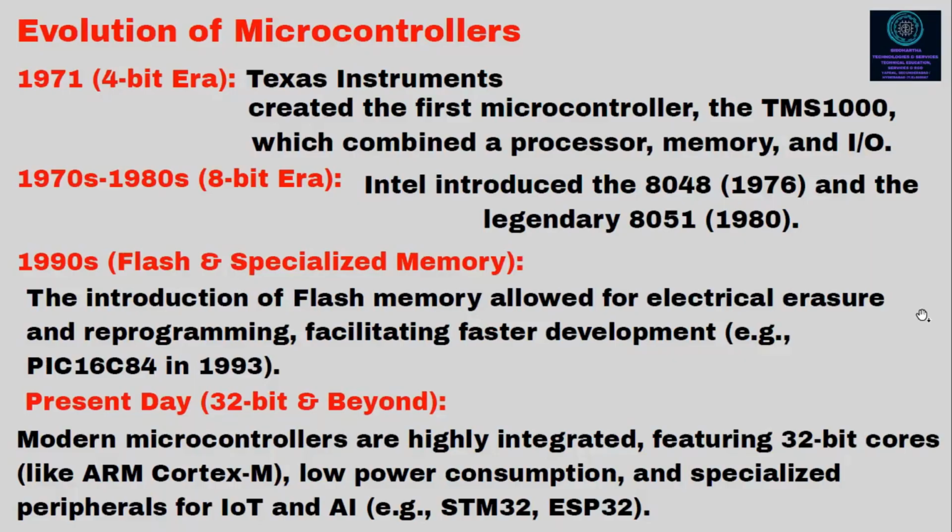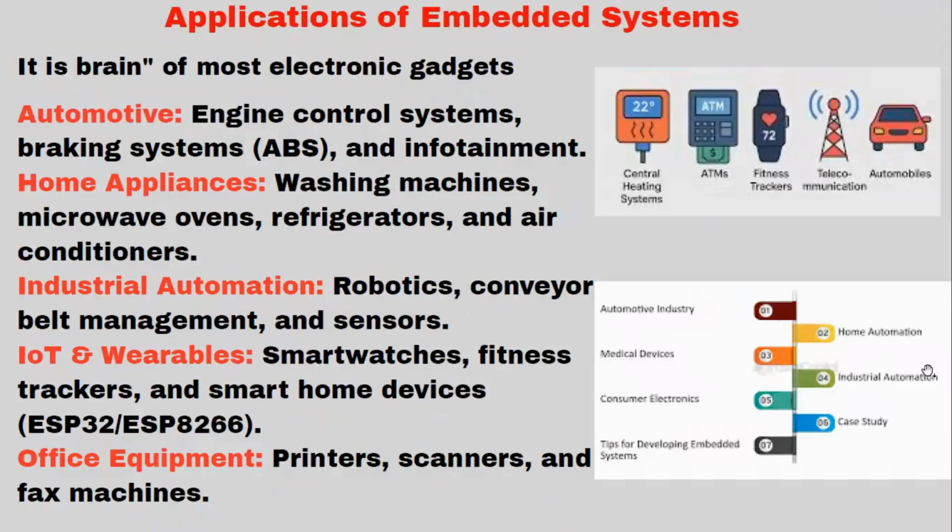All right, so we'll go to the next slide. Application of embedded systems, where we use this. We use it in automotive, home appliances, industrial automation, IoT wearables, office equipment. On the right-hand side chart, you can see centralized heating systems, ATM, fitness trackers, telecommunication, automobiles, and other things, consumer electronics, medical devices. As you can see, it is used everywhere. So no sector or place or equipment is left where we don't use an embedded system or microcontroller.